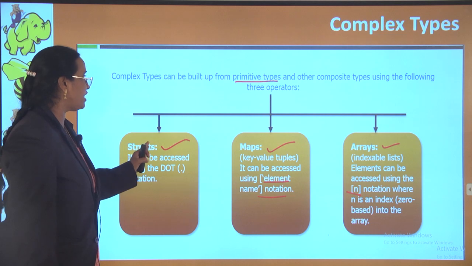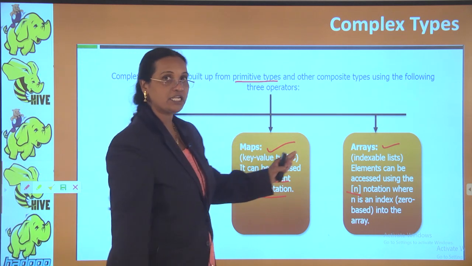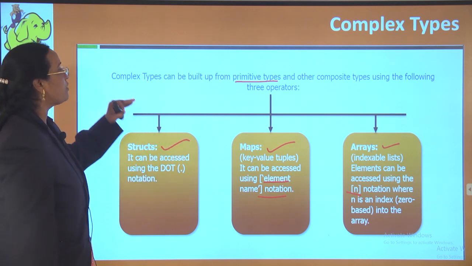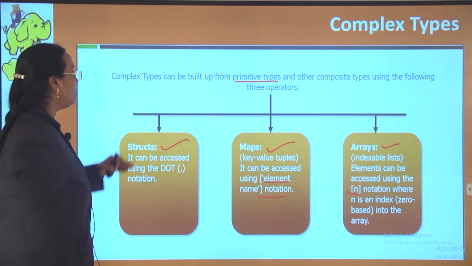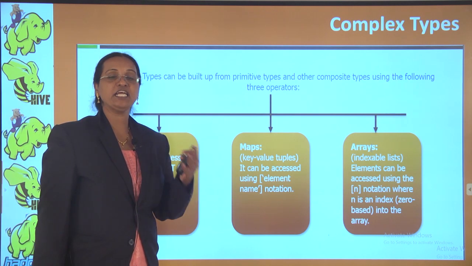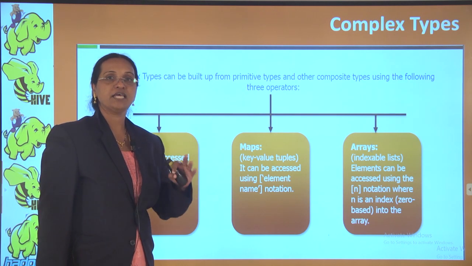I repeat it: struct is one complex type, map is one complex type, and array is one complex type, and these three complex types are built upon the primitive types. We are going to use these data types for writing our Hive query language programs.